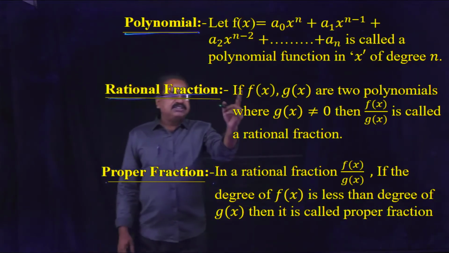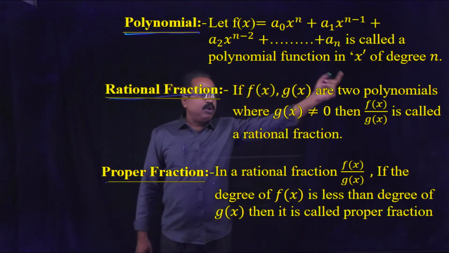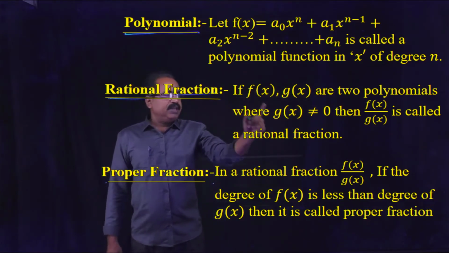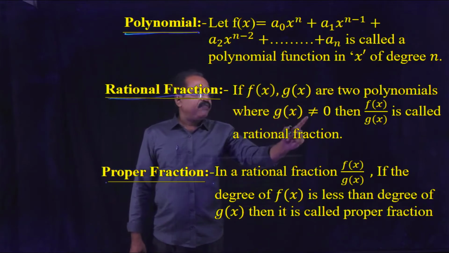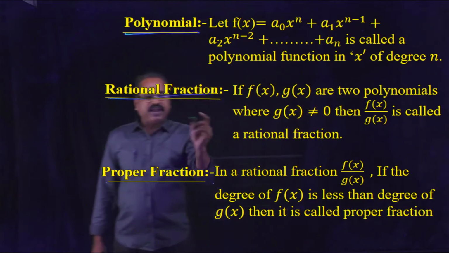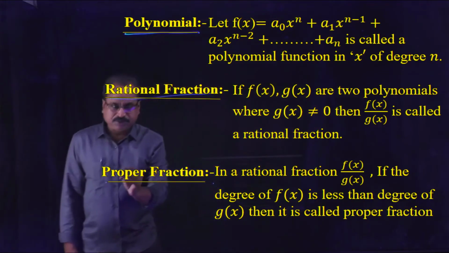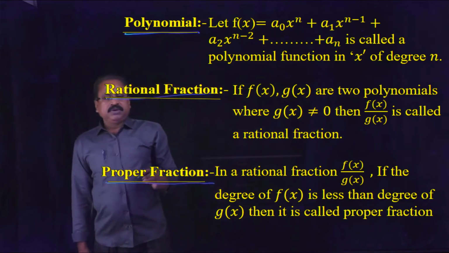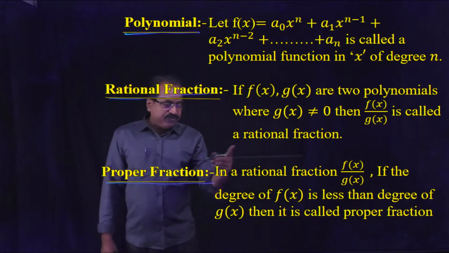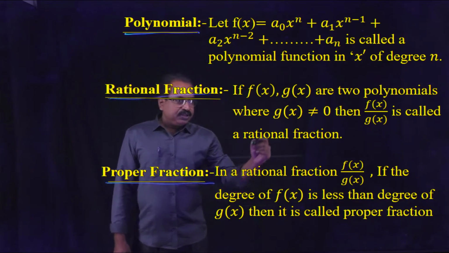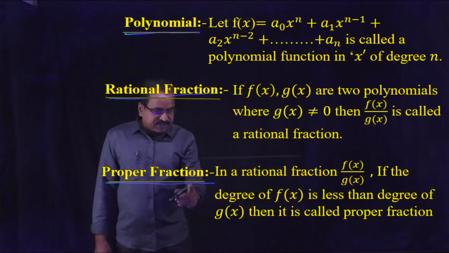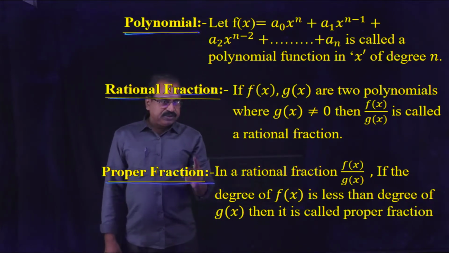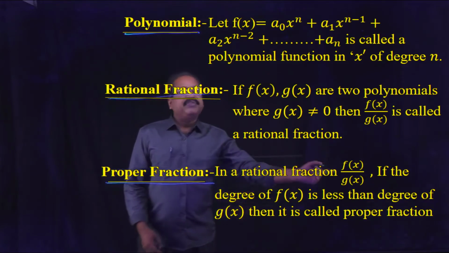Next, rational fraction. If f of x and g of x are two polynomials where g of x not equal to 0, then f of x by g of x is called a rational fraction. Next, proper fraction. In a rational fraction, f of x by g of x, if the degree of f of x is less than the degree of g of x, then it is called a proper fraction.